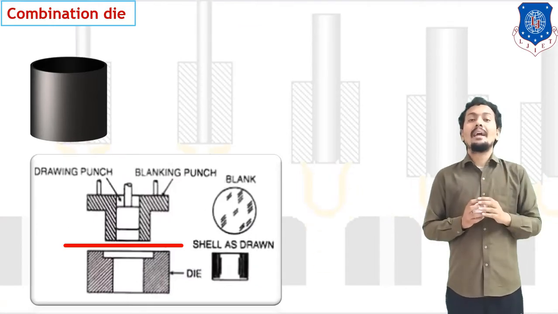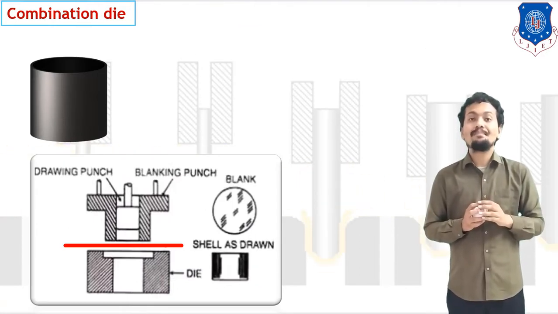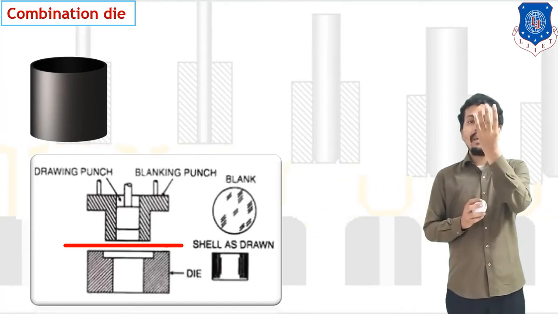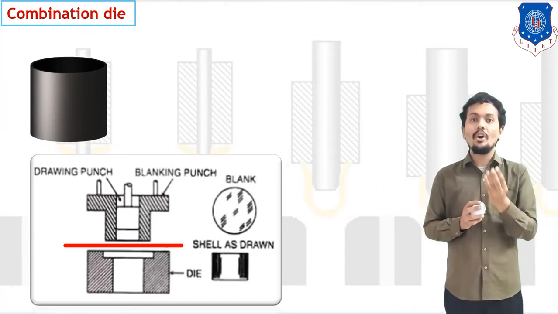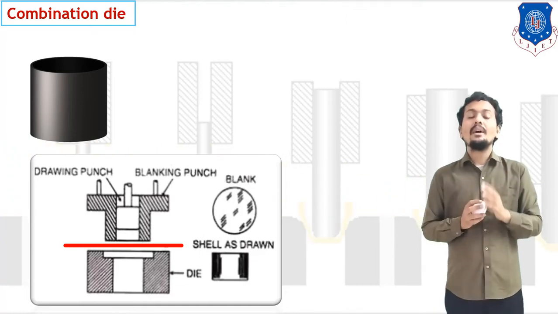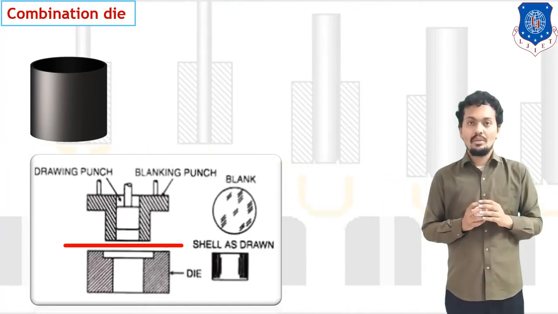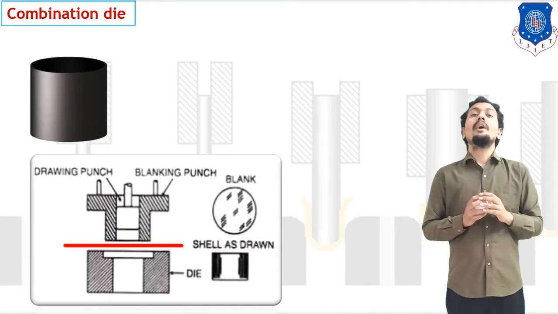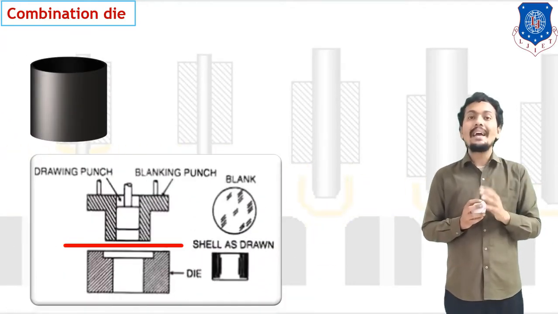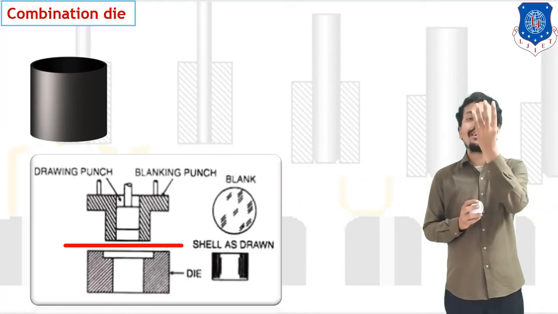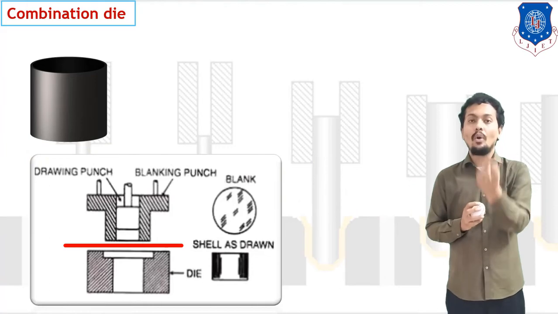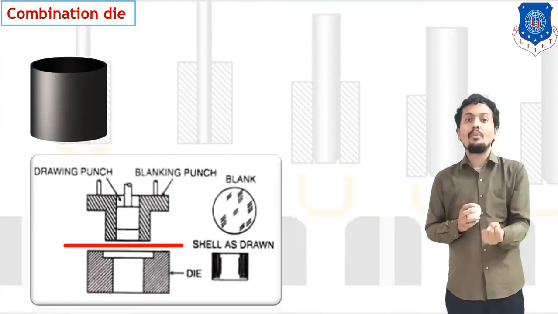After that, here I mentioned the combination die. What is the purpose of combination die? So if you want to make this type of hollow cylinder or say this type of cup, a combination die can be used, right? So what is the purpose of combination die? As per our discussion, we can draw the cup or we can make the part with the help of drawing or with the help of forming, right?